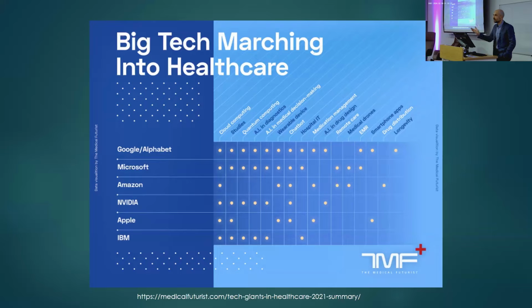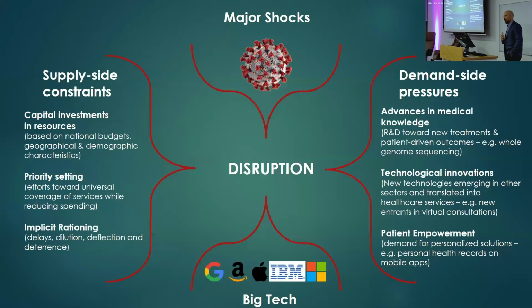And of course you have Apple, right, with their smartwatches and more recently with their Vision Pro that are increasingly developing applications, including in healthcare. And they are disrupting the way healthcare services are delivered. So what I want to convey from this is that disruption can be caused by a number of different forces, right? Including major shocks like the COVID-19 pandemic, but also by supply side constraints that point at the ineffectiveness and unsustainability of current practices and that pose risks to health outcomes as well as the financial viability of healthcare organizations.